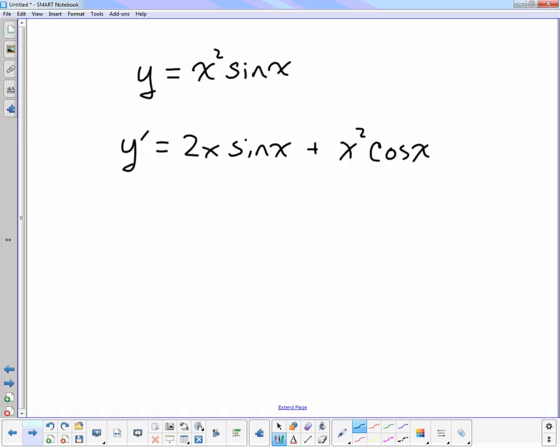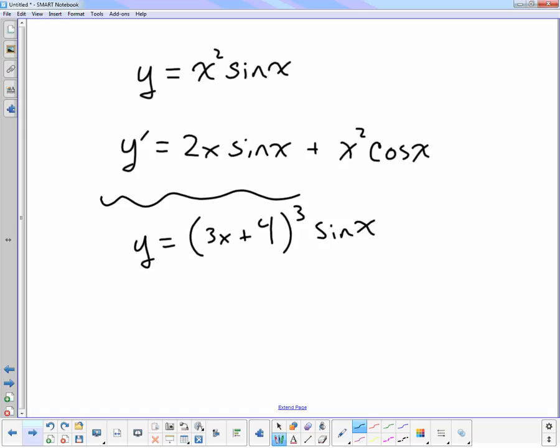Try this one. So this guy not only uses the product rule, but he uses the chain rule. Always attack it from the outside in.